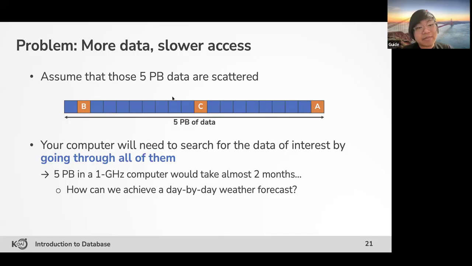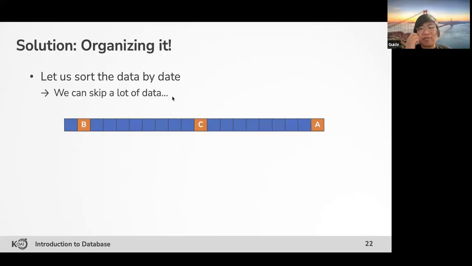Another solution is that, okay, your computer sucks, just buy a supercomputer. A supercomputer could accelerate this by 100 times. So instead of 60 days, you could have it within 0.6 days, within a day. So you can still deliver tomorrow's forecast. But would it be better if you just organize the data?